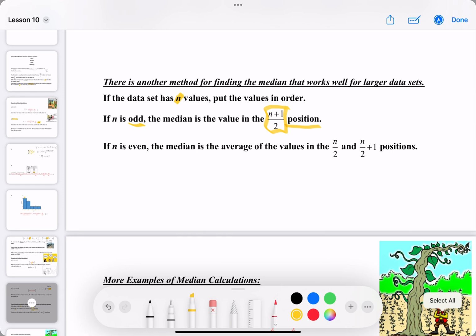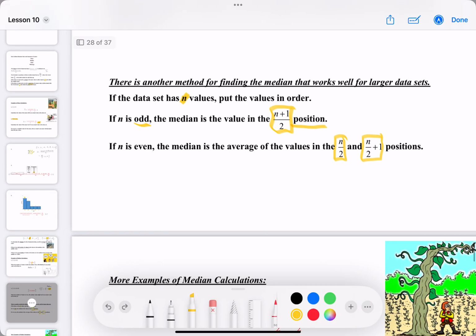If n is even, the median is the average of the values at positions n divided by 2 and n divided by 2 plus 1. These two are the middle numbers. Add them together and then divide by 2. That's the median. So finding these two positions is a very important step.